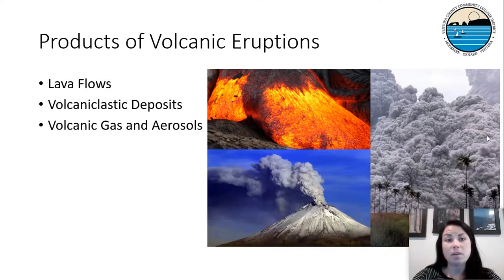So what are the products of a volcanic eruption? Well, we have lava flows, which is here. We have volcanoclastic deposits, and we have volcanic gas and aerosols. So the last two are a result of eruption here. So as the explosion settles, those would be volcanoclastic deposits. And of course, during an eruption, we have volcanic gas and aerosols.